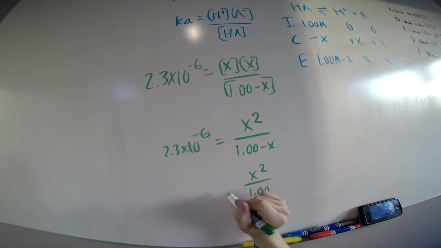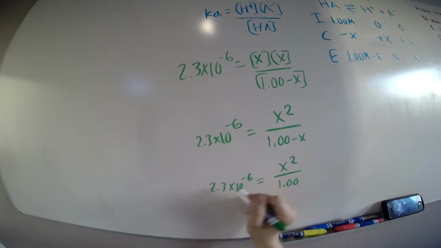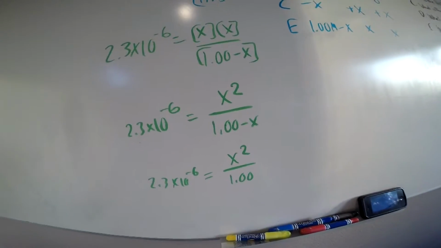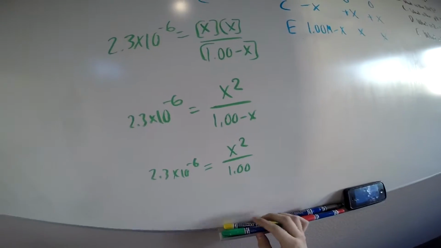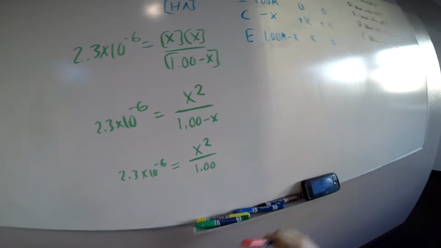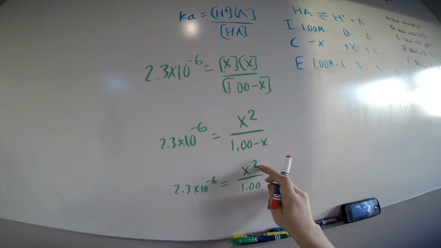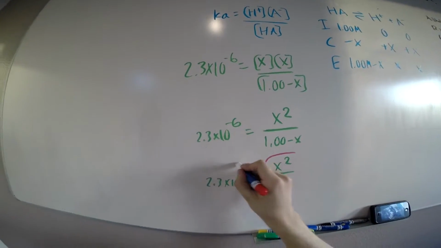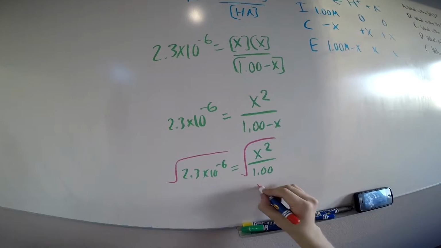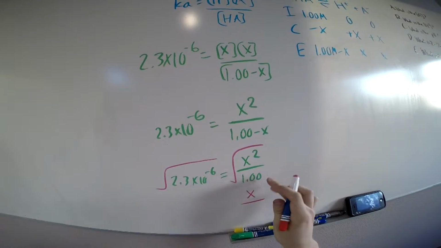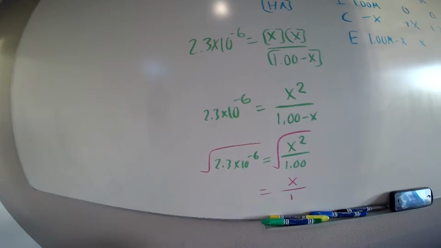X squared over 1 is equal to 2.3 times 10 to the negative 6. Now, this assumption we'll have to check later on, but we can do it right now to make things simpler. And so now here's the actual math behind it. We're going to solve for x by taking the square root on both sides in order to get rid of the x squared. The square root of 1 is 1, so we'll just get 1. And the square root of the other side we'll actually have to plug into our calculator.